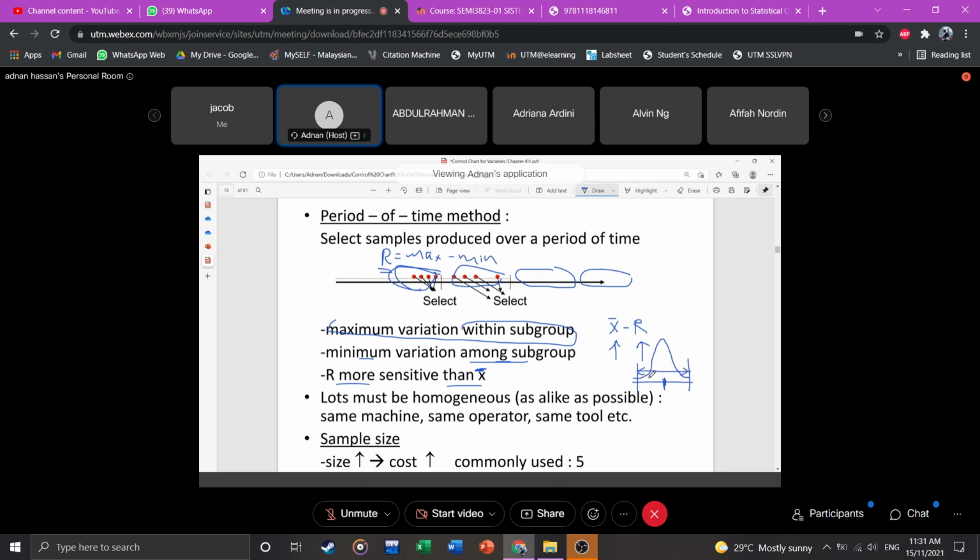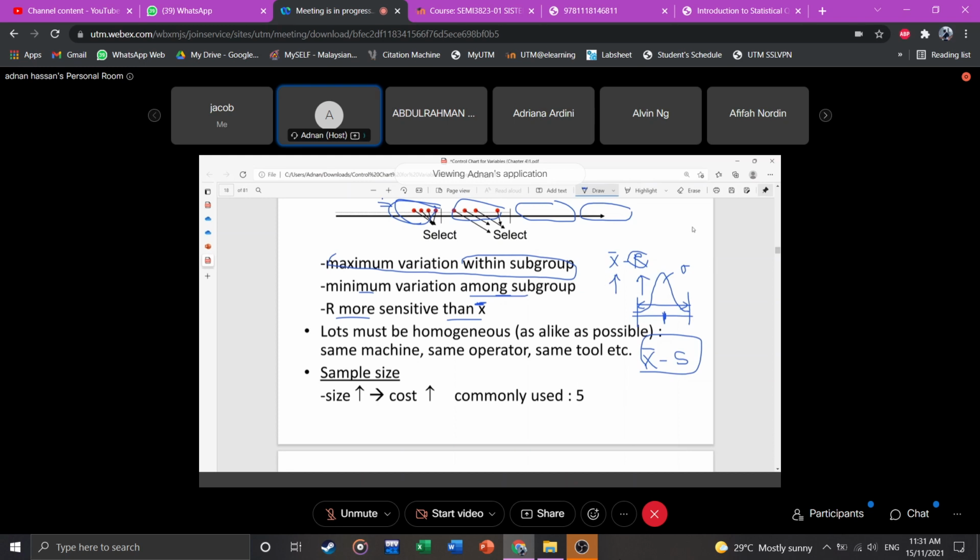Another way of monitoring this, we call it X bar and S. S is standard deviation, which if you take this as a population, it's sigma. This is more accurate actually, because S is more accurate compared to R. But the problem is you need a bigger N value for S chart. For S chart, at least you need N equal to 10.